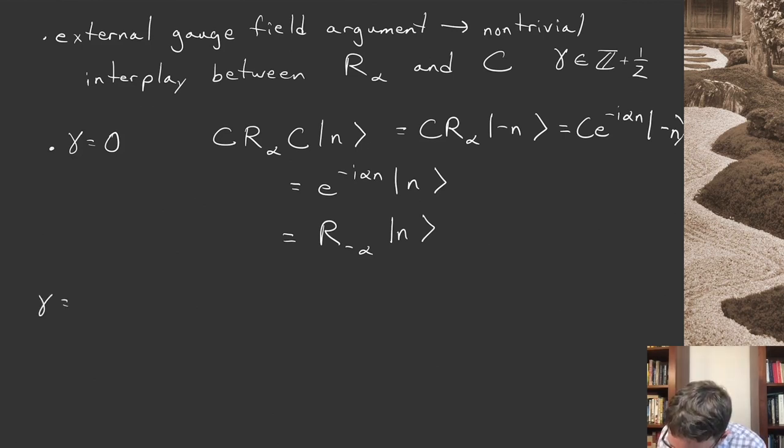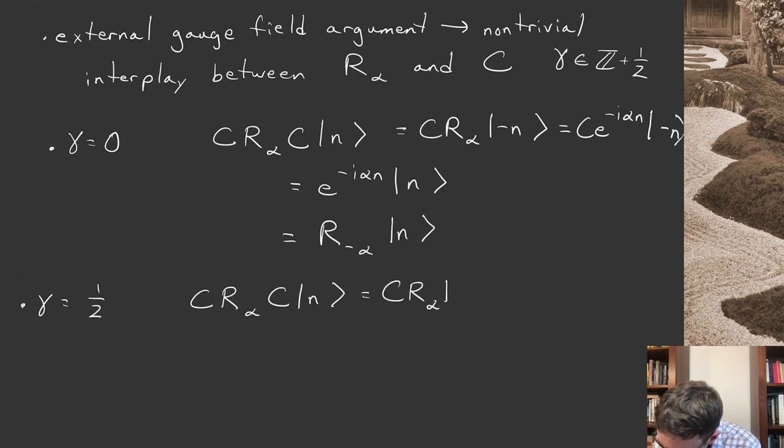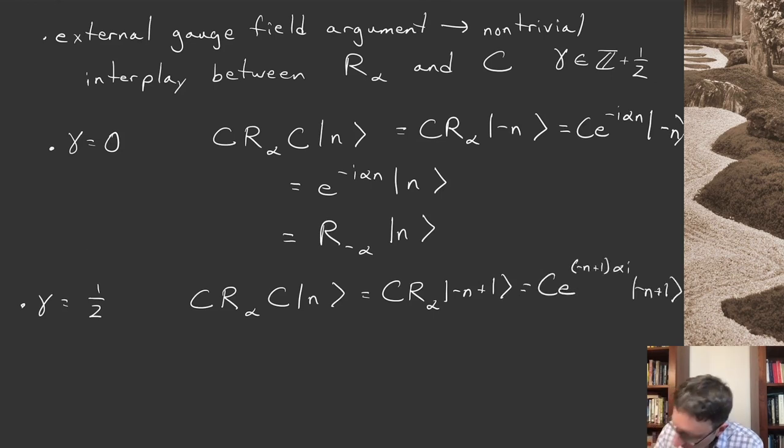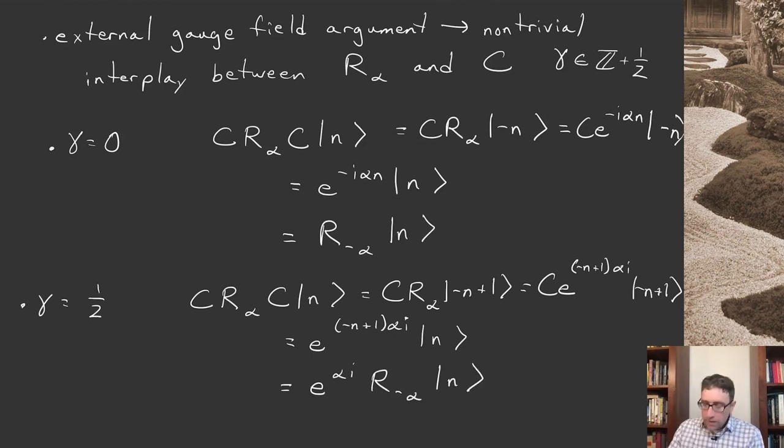Now, if I take gamma equals 1/2 instead, and I go through the same exercise, now I get R alpha, minus n plus 1, C e to the minus n plus 1, and then the state is still minus n plus 1. Then I act again with C, and I'm going to get e to the minus n plus 1 alpha I, n. So I get the original state back again after acting with C twice. C should square to the identity. And this I can interpret as e to the alpha I, R to the minus alpha, n. So I don't quite get what I would expect geometrically. I don't quite get the opposite rotation, rotation by minus alpha. I get that up to this phase e to the alpha I.